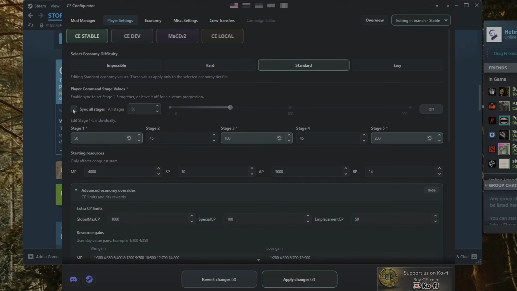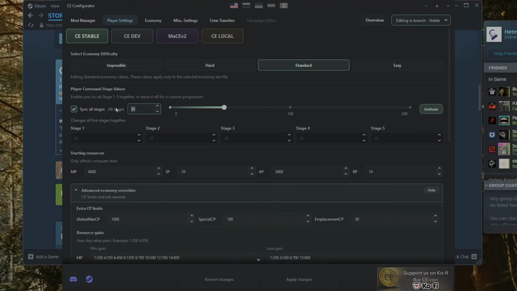But if you want to keep the same value for colon stages, you can just go over here and sync them. So if I say 60, that's it. You can reset the value if you don't like it, which is pretty cool. And now we have uniform value across the board from stage 1 to stage 5.